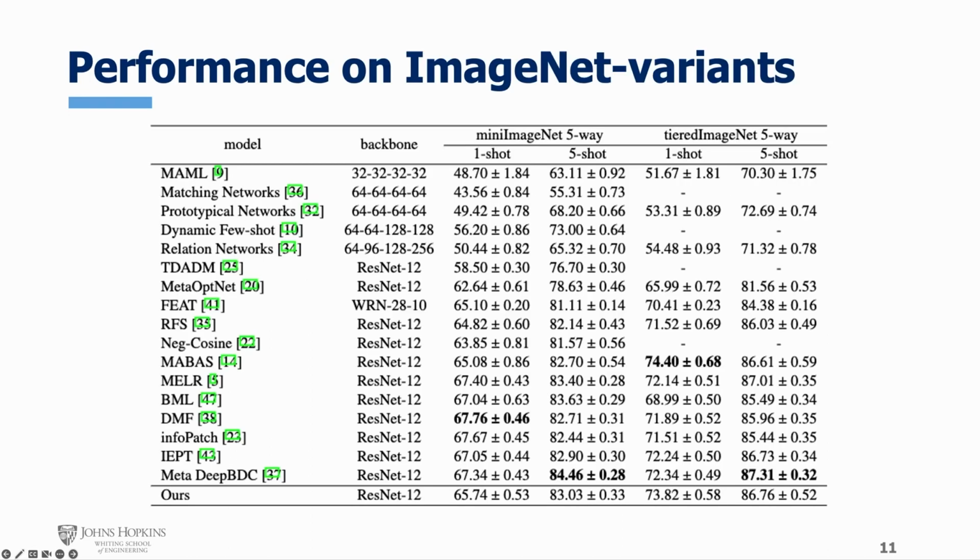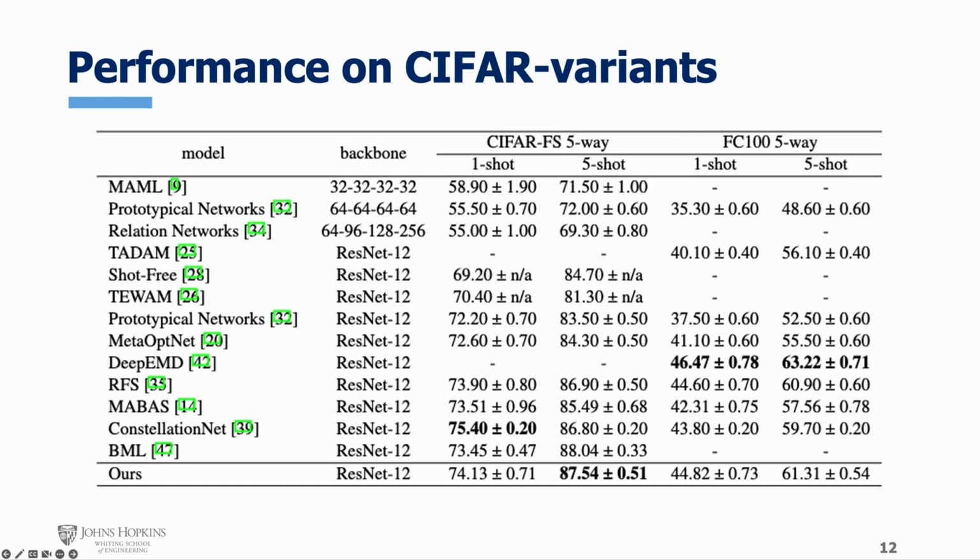Here is the performance of our networks. The first comparison is on ImageNet variants. As can be seen, we achieve comparable performance to state-of-the-art networks. And on the CIFAR variant datasets, our model also achieves similar results.